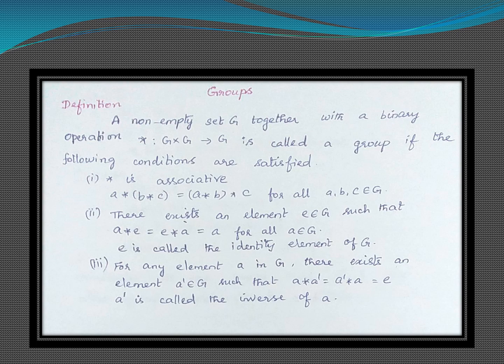And then the third condition is for any element a which is in G, we are going to find another element a dash which satisfies the condition a star a dash equals a dash star a equals e. That a dash is called the inverse of a. A non-empty set G together with a star which satisfies these three conditions, we name (G, star) is a group.